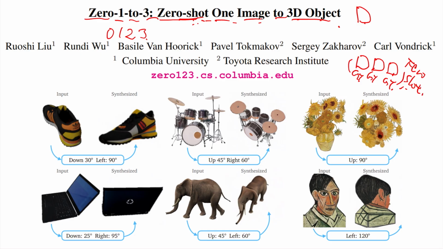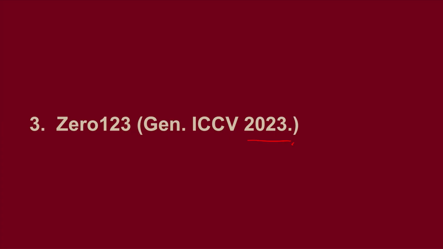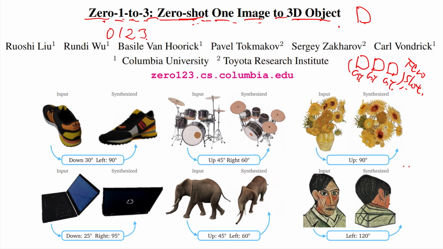So that is Zero-1-2-3, and this one shows the result. This was presented at ICCV 2023. As you can see, the image quality is much better than the previous one, right? But the task is slightly different. In DreamFusion, the goal was generating 3D assets from a text prompt, text to 3D, but here it's image to 3D. And you can see the input and synthesized ones.